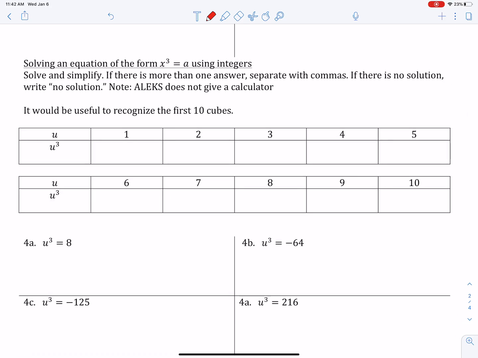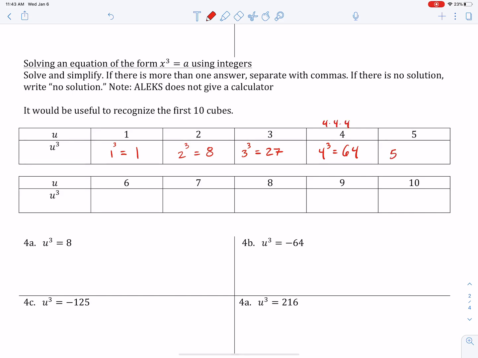Let's go through these. And I want to go through these because, as it's said here, it is useful to recognize the first 10 cubes. And hopefully you all have seen this. But let's do 1 to the 3rd power. Well, 1 to the 3rd power is just 1. 2 to the 3rd power is 8. Right, that's 2 times 2 times 2. 3 to the 3rd power is 27. 4 to the 3rd power is 64, right? 4 times 4 times 4. Or if you want to see it, it looks like this.